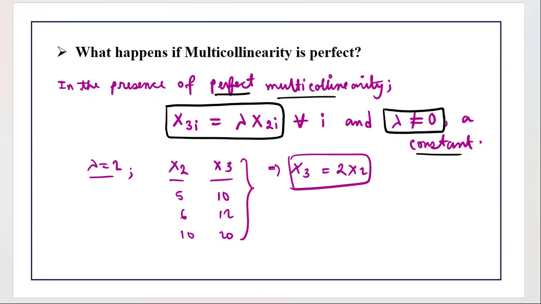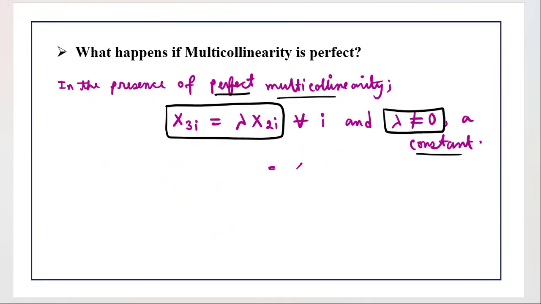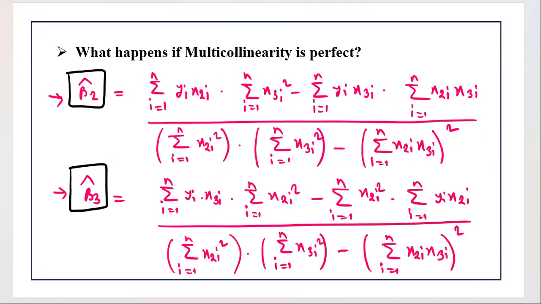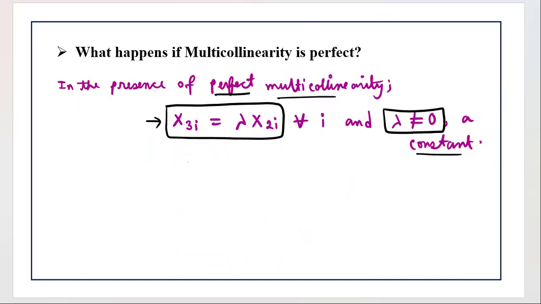Now, if this is the case, what we can do, let me remove this portion. You can simply substitute this relationship back into this particular formula that we have used. So what we will do, let me do that. So what will be beta 2 cap?